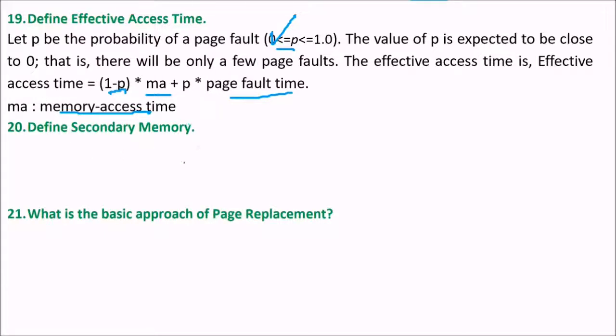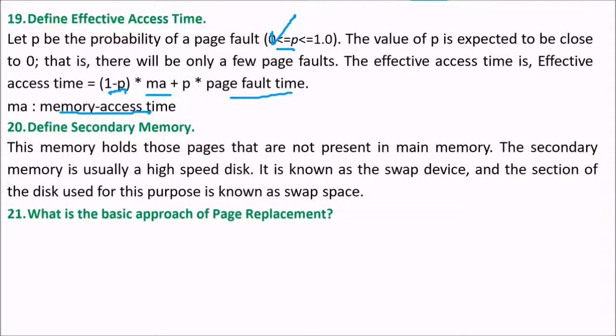Define secondary memory. What is secondary memory? It holds those pages that are not present in main memory. The secondary memory is usually a high-speed disk, or we call it stable storage. It is also known as the swap device, and the section of the disk used for this purpose is known as the swap space. Swap device, swap space.